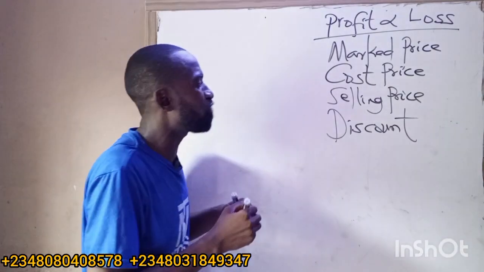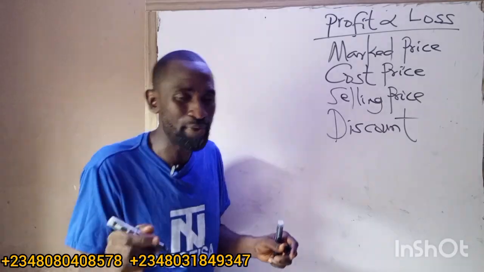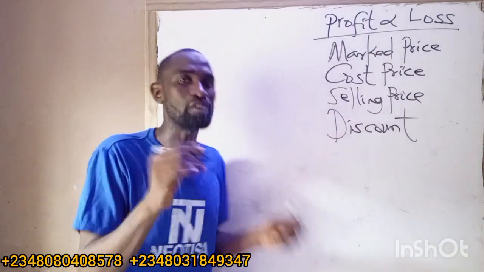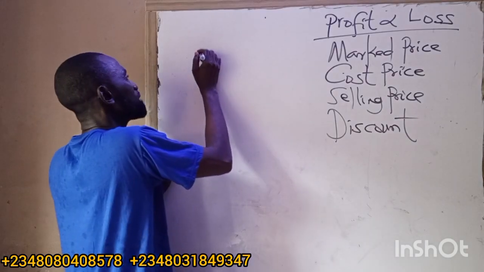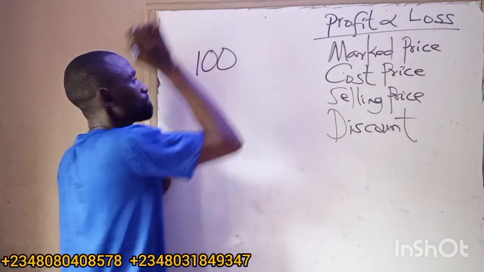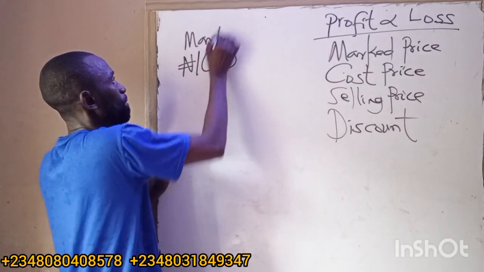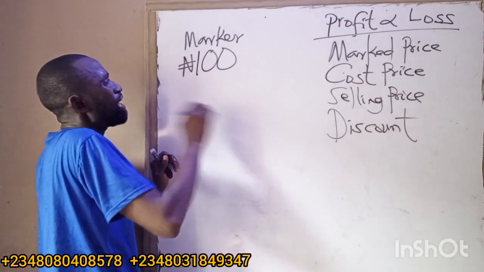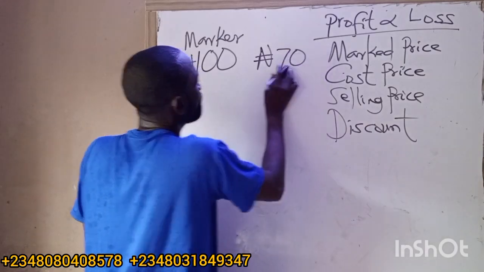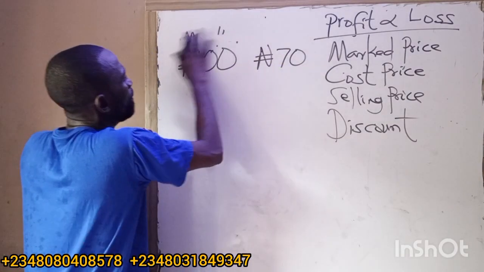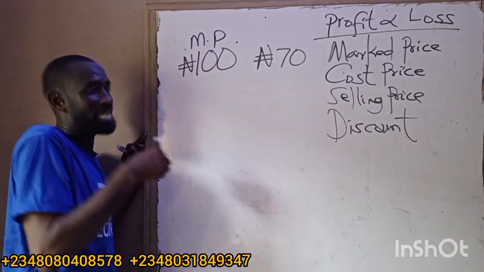Are you with me? So if they say find the selling price, it means there is a formula that connects selling price, marked price, and discount together. Look at what I explained. See the scenario. I said I wanted to sell this marker for 100 naira, this marker that I'm using to write now. But I later ended up selling it for 70 naira. Okay? So this one is the marked price. That's the amount I wanted to sell the marker for initially.